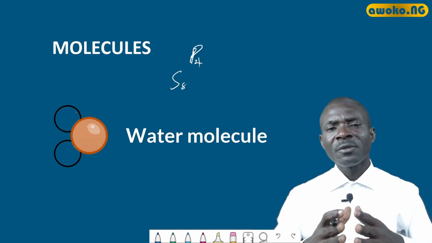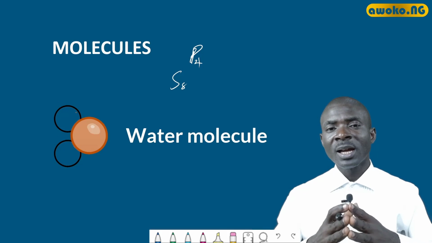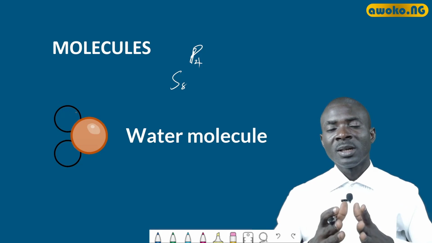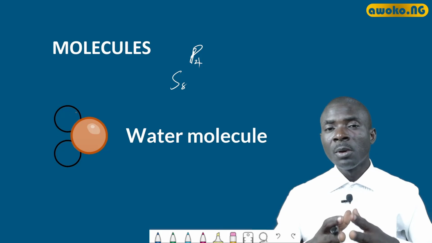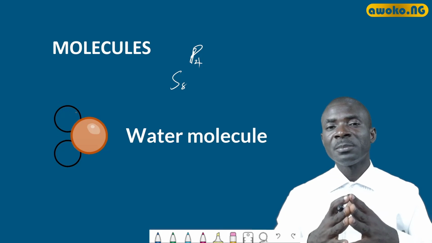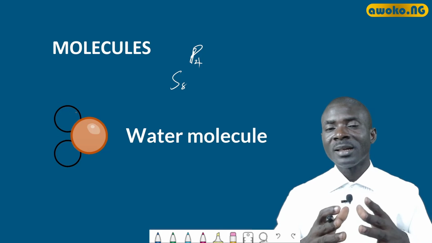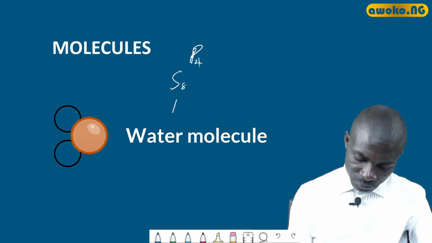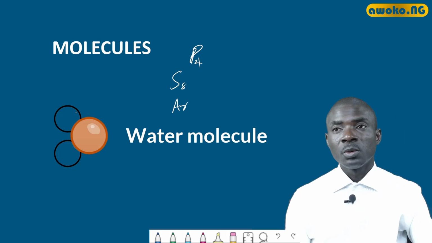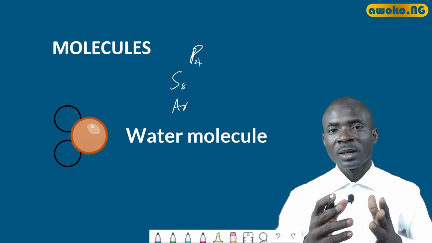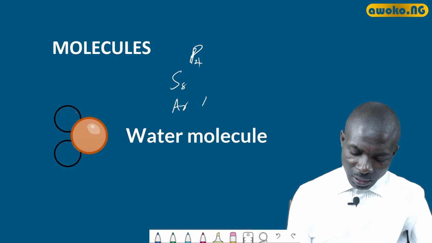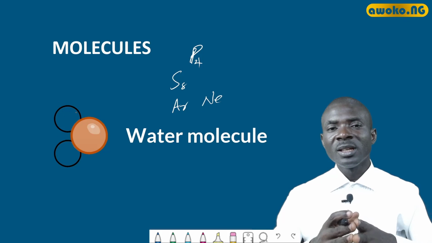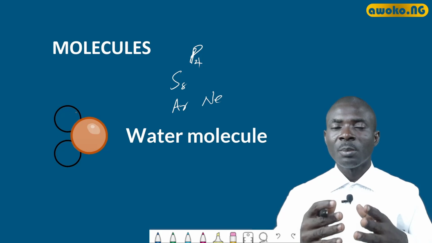So we have other substances or other elements that have 1 atom in their molecule. In that case, we call them monoatomic molecules, mono simply indicating the number 1 in science. So we have atoms like argon, which is simply a monoatomic element. We also have atoms like neon, which is also monoatomic. So all these are examples of molecules.